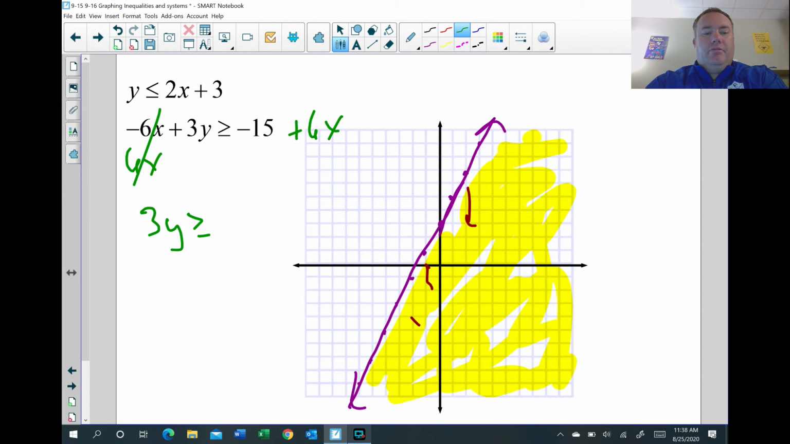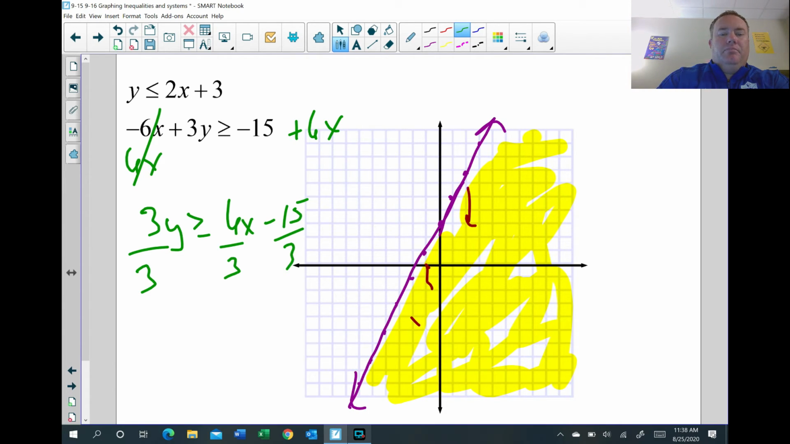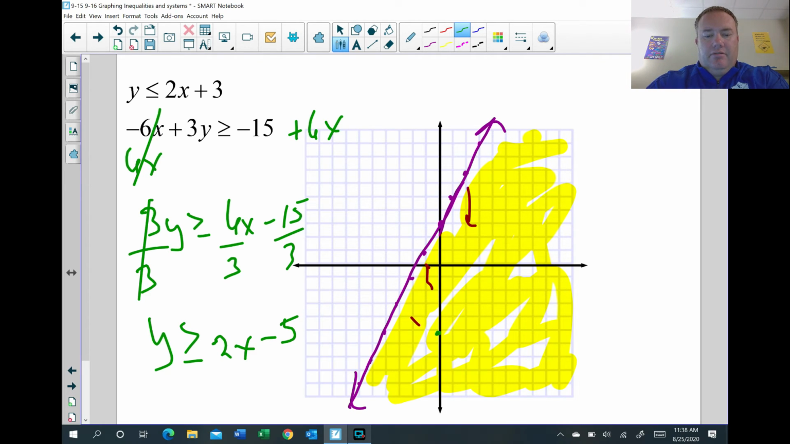So now we have 3y on the left, greater than or equal to. We're always going to write the slope first, so 6x and then minus 15. From here, to get y by itself, we're going to divide both sides by that coefficient 3. 3 divided by 3 gives you just 1y, greater than or equal to. At this point, 6x divided by 3 is 2x. Negative 15 divided by 3 is negative 5. So I'm going to start at a y-intercept of negative 5.